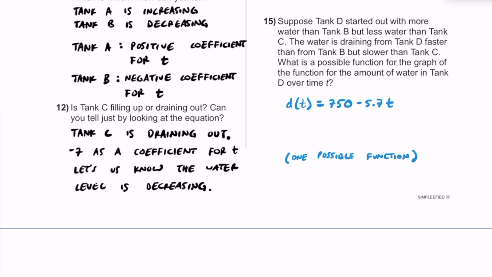Now keep in mind this is just one possible answer. Really, as long as you chose a number here that was between 400 and 800. So as long as this had to be greater than 400 but less than 800, right? And then as long as for this coefficient here, it was going to be greater than -7 but less than -5, we would have been fine with a coefficient there that was between those two numbers as well. Alright, so there you have 15 different practice problems dealing with some functions and function notation.